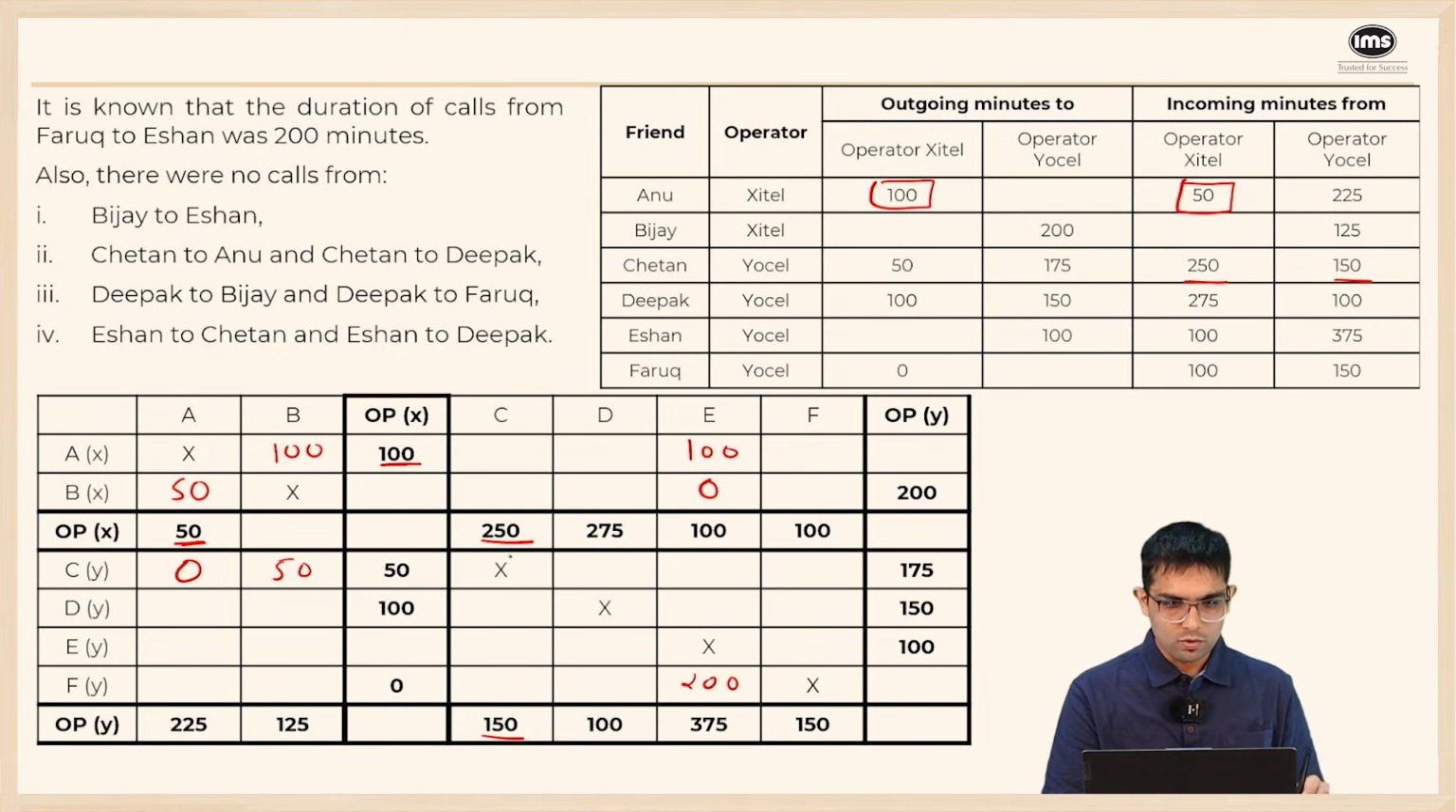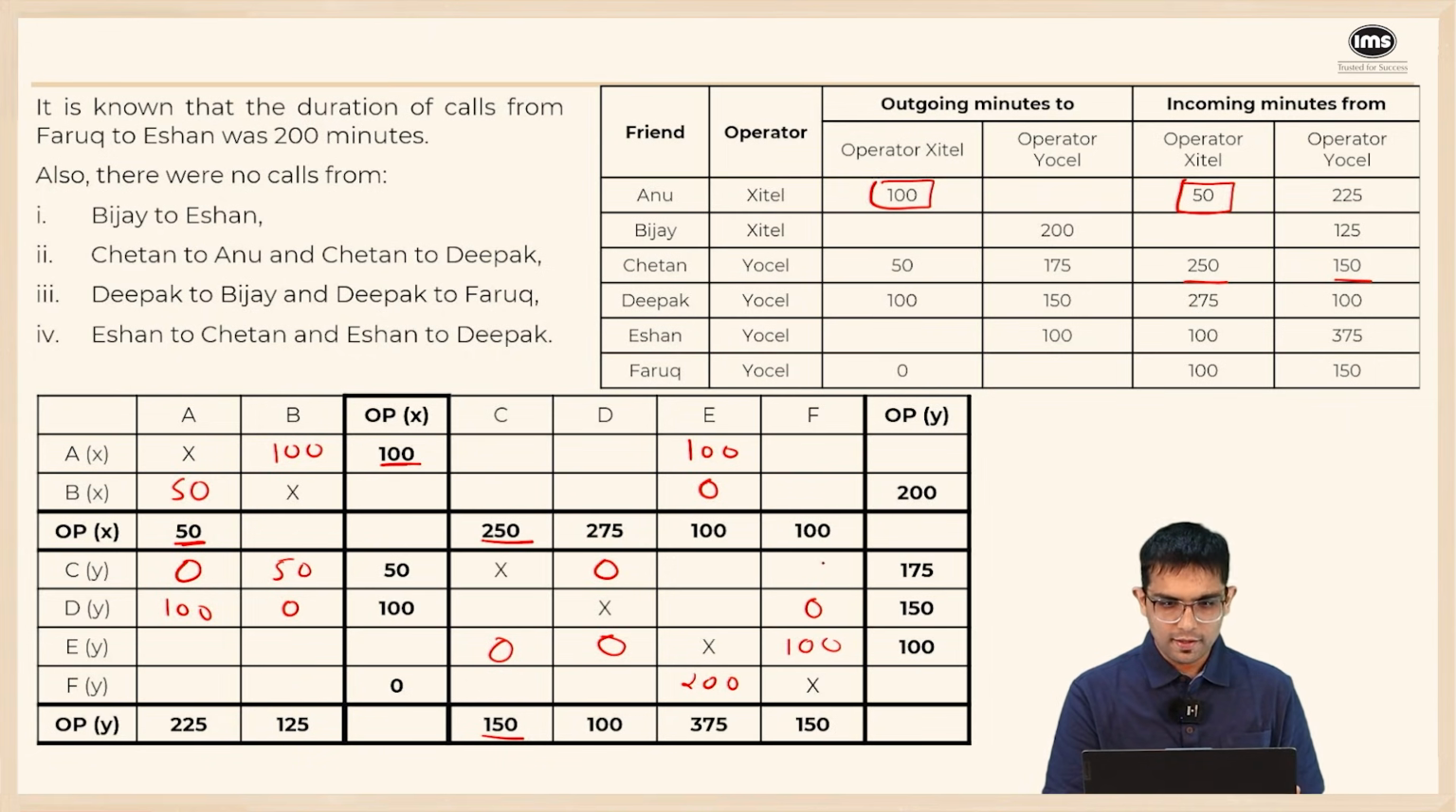C to D was 0. C to D is 0. D to B is 0, D to B is 0, again total is 100, so this has to be 100. D to F is 0, so D to F is 0. E to C is 0, E to C is 0 and E to D is also 0. So now we take this as 0, 0, the total is 100, so this has to be 100.